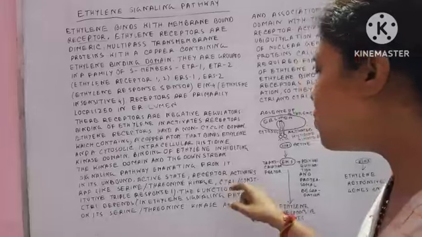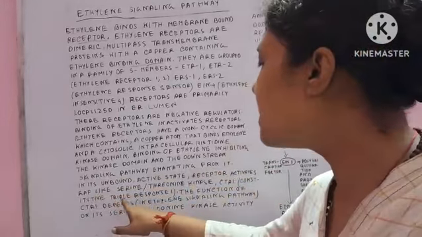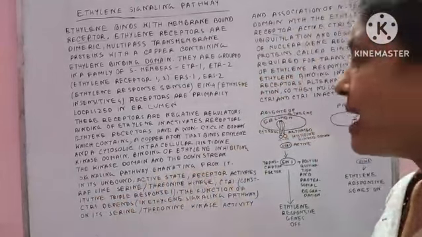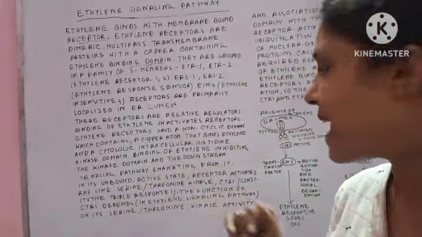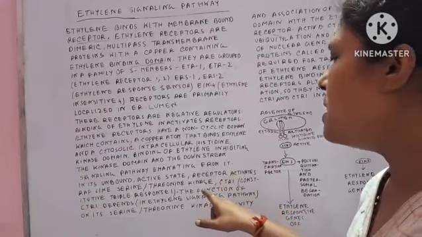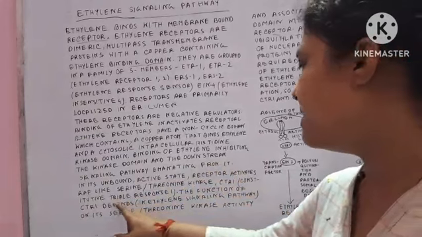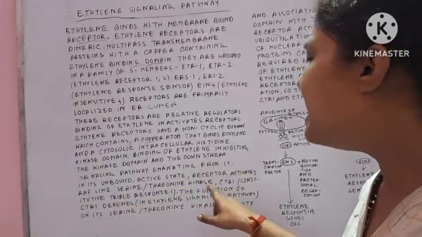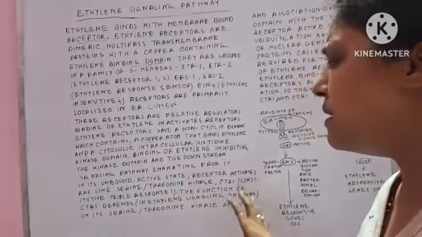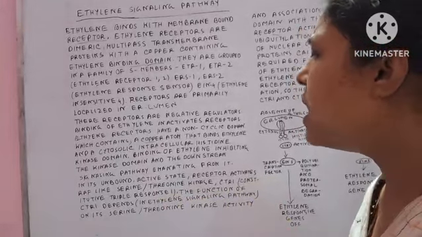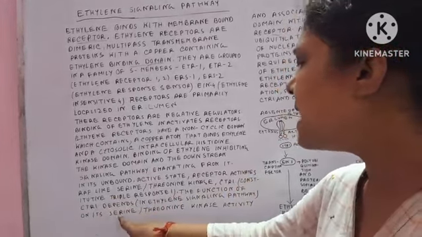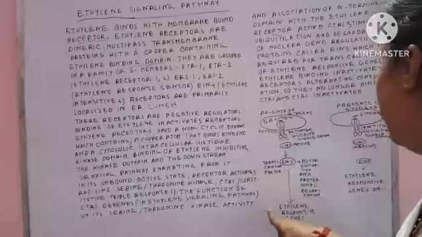This CTR1 is what? This is the constitutive triple response 1. Both are activated if the receptors become activated. Now, what is the function of this CTR1? The function of CTR1 is that it helps in the ethylene signaling pathway, and its function depends on the serine threonine kinase activity.